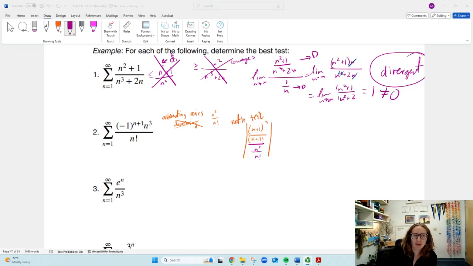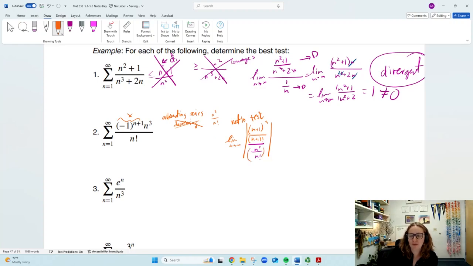And my absolute value part here is actually really helpful because it doesn't really matter. This (-1)^(n+1) doesn't make an impact anywhere, because if it was negative, I would just have the absolute value. If it's positive, then it would just be the same thing. So I just left that part out, and I'm just looking for this limit as n approaches infinity.